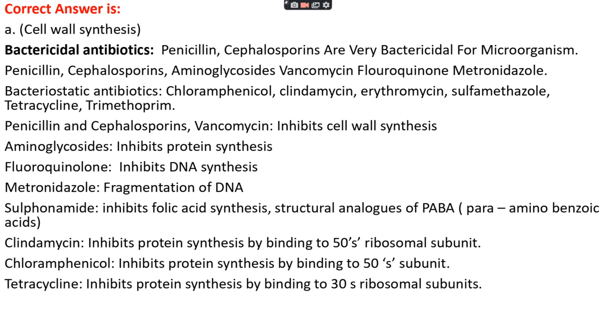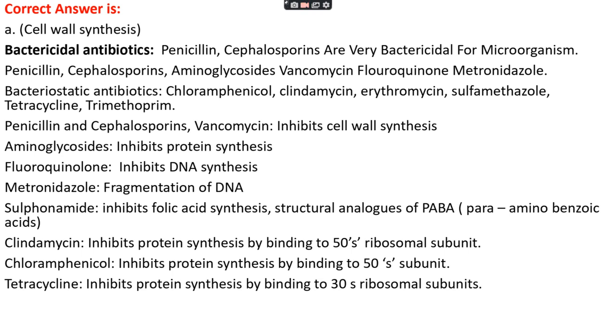Here are some examples of bactericidal drugs. I have a mnemonic: penicillin and cephalosporins are very bactericidal for microorganisms, where P stands for penicillins, C for cephalosporins, A for aminoglycosides, V stands for vancomycin, because these are all bactericidal drugs, F is for fluoroquinolones, and in microorganisms, M stands for metronidazole.